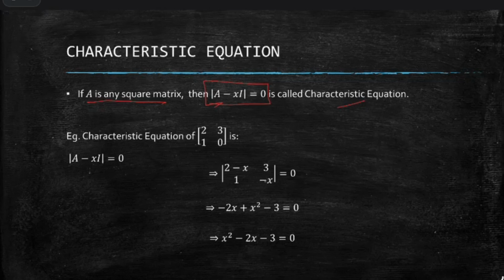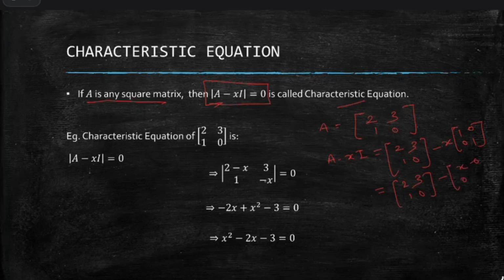So suppose we have the matrix A with the elements 2, 3, 1, 0, and we have to find the characteristic equation of this matrix. Then first we will find A minus xI, where I is the identity matrix. So A is 2, 3, 1, 0 minus x times the identity of order 2, that is 1, 0, 0, 1. Basically it will be 2, 3, 1, 0 minus x, 0, 0, x, and that is nothing but 2 minus x, 3, 1, minus x. This is the matrix A minus xI.